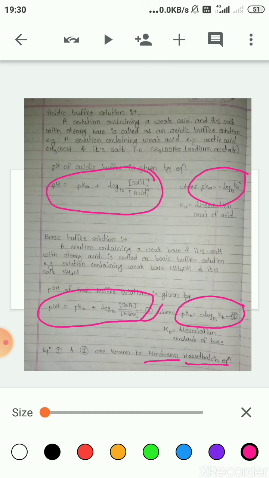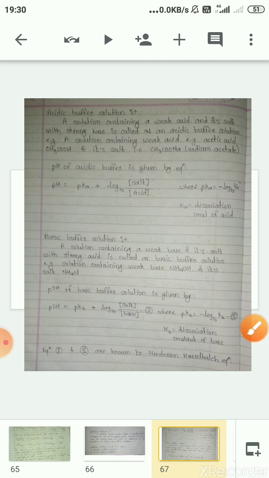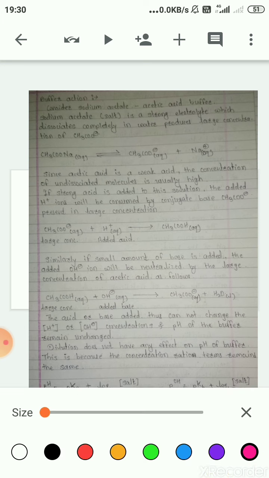Okay, now the next point is buffer action. What is meant by buffer action? In buffer action we are going to see how the pH of a solution is maintained, or how the solution resists drastic changes in pH. Now consider a simple example that we have seen before: a solution of acetic acid and its salt sodium acetate.